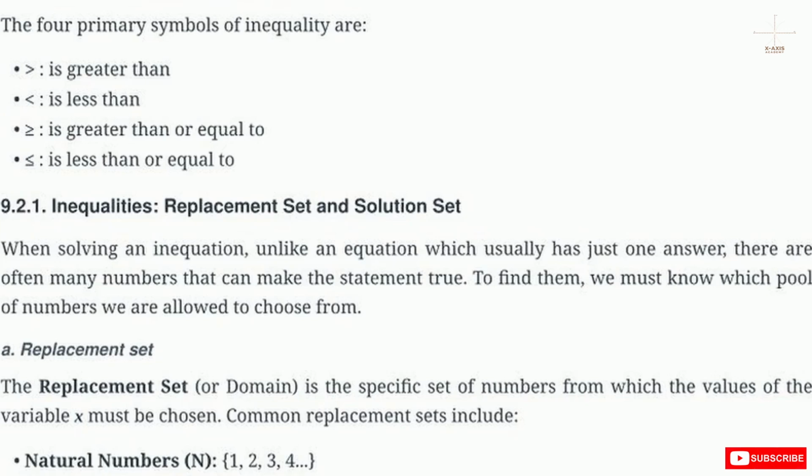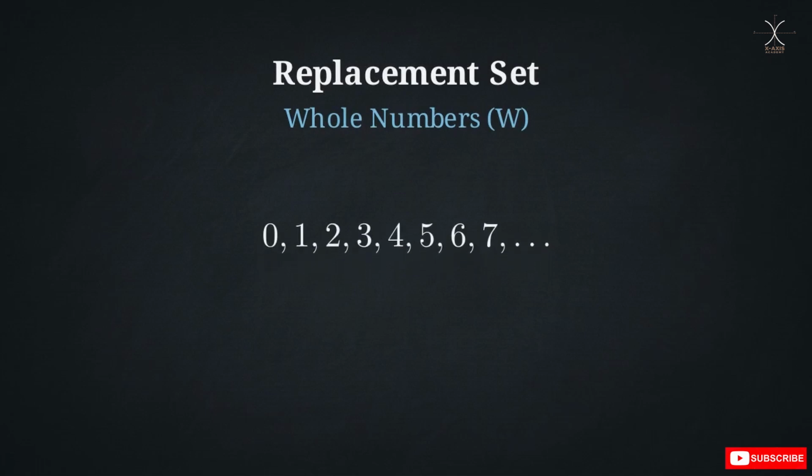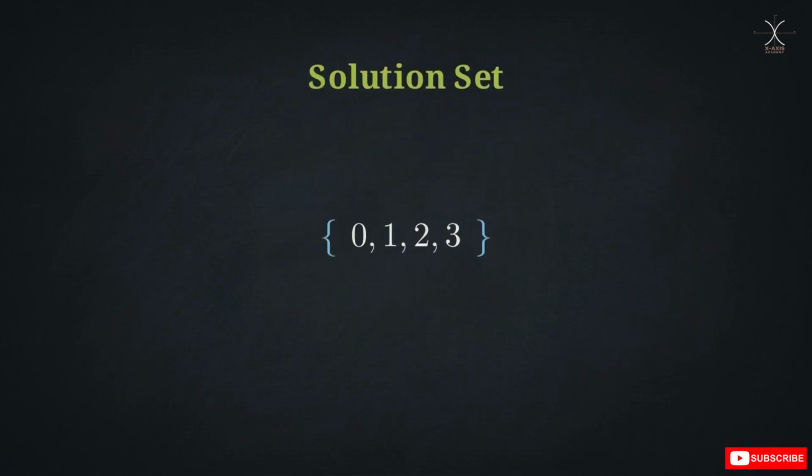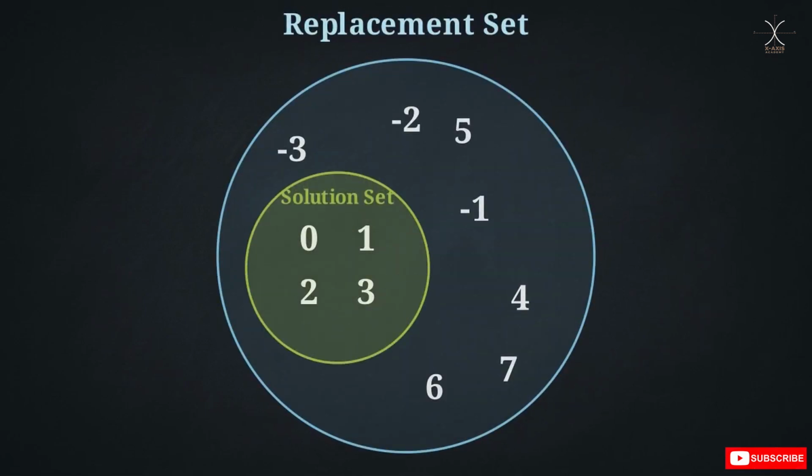This textbook section shows that x is less than or equal to 3 is the condition used to identify our answers. To name those specific numbers, we need a replacement set, a pool of allowed values like natural, whole, or integer sets. If we are told our replacement set is whole numbers, we take the set starting at 0 and filter it through our condition. Removing everything greater than 3 leaves our defined solution set, 0, 1, 2, and 3.